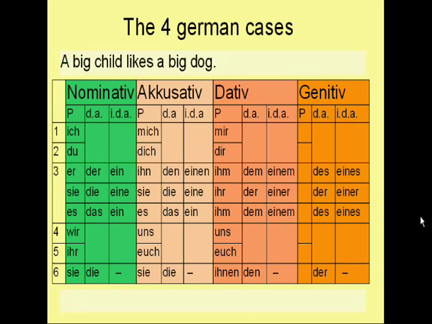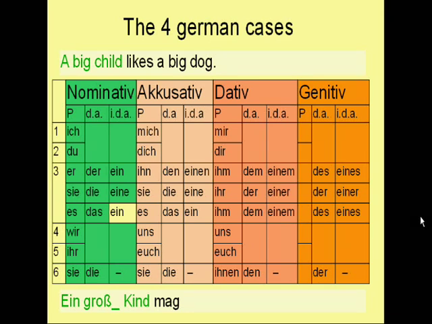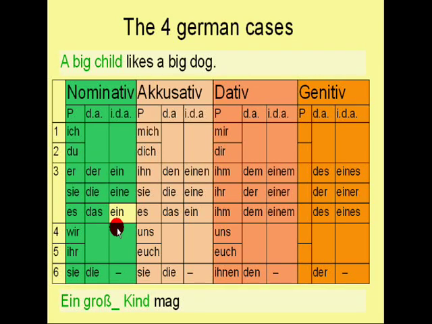Now, what about this sentence? A big child likes a big dog. In this case, the big child is the subject of the sentence, right? So therefore the big child is now in the nominative case. And as you remember, the gender of child is neuter, so the indefinite article for the big child now is ein. So the sentence starts like this: Ein Großkind mag. So do you remember the adjective ending for this indefinite article here?